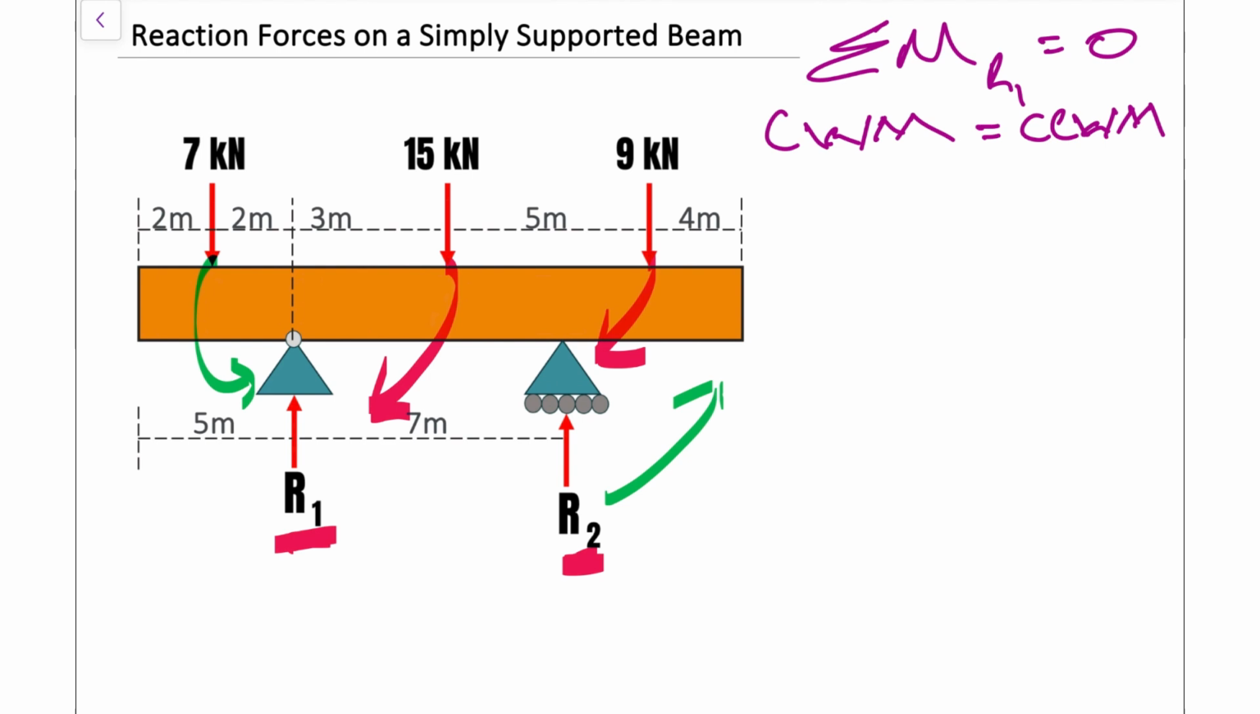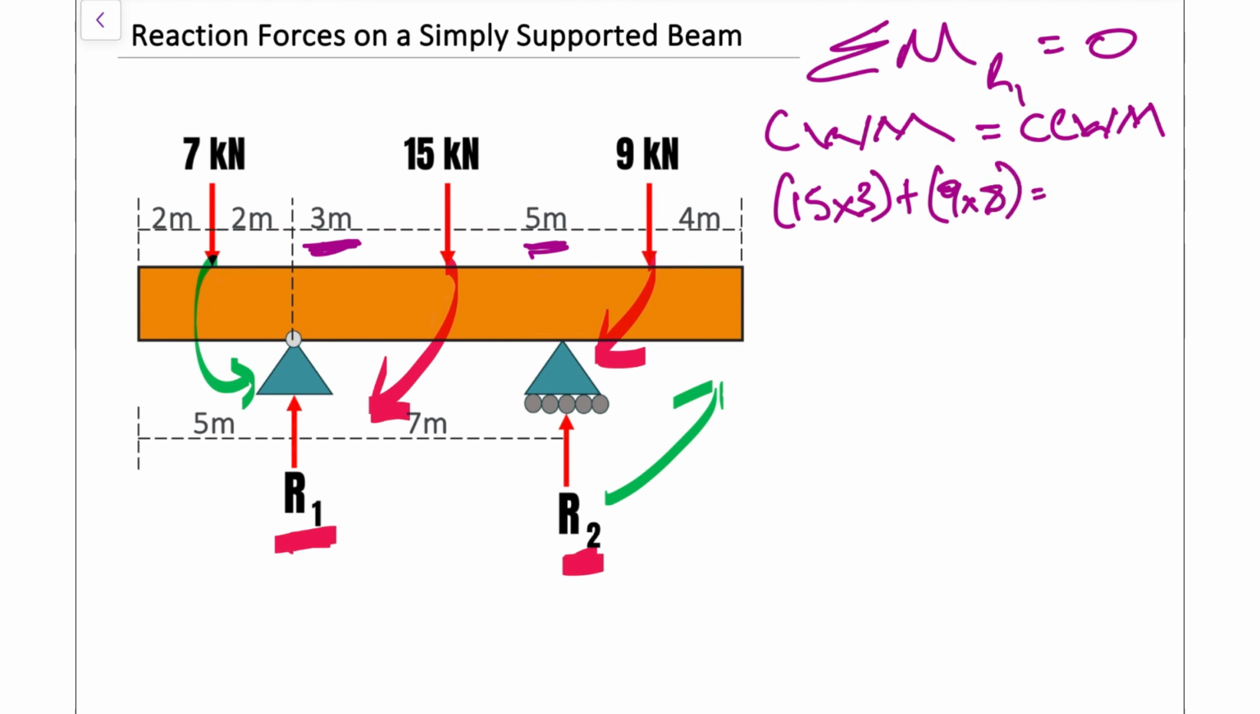So I'm going to start with the clockwise moment first. That would be my 15 kilonewtons. So that's 15, and that will be multiplied by our distance here from R1, which is 3 meters. So 15 times 3. And I'm going to sum all the clockwise rotations first. So next I'll go to that 9 kilonewtons, and its distance from our same point, R1, will be that 3 meters plus that next 5 meters. So that's going to be 8 meters there.